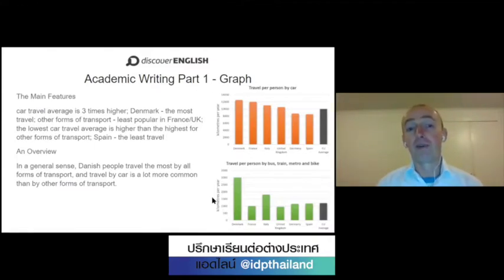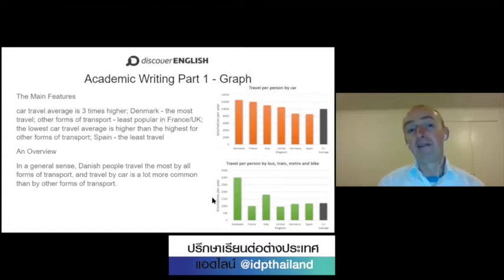Other forms of transport were the least popular in France and the UK. So if you look down the bottom there, in France and the UK, that's where the other forms of transport were least popular. The lowest car travel average is higher than the highest for other forms of transport. That's a bit confusing, but what that means is, in the car graph at the top, the lowest number was actually higher than Denmark's use of other forms of transport.